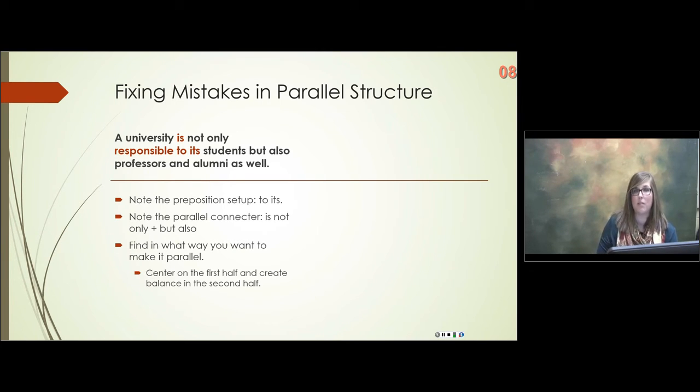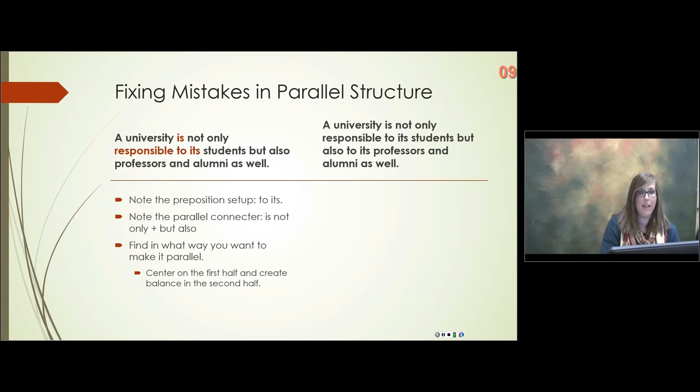So really be careful and don't get mired in those long sentences and forget the building blocks of what you're doing. A university is not only responsible to its students, but also to its professors and alumni as well. So you're just adding a to its to balance out those sentences.